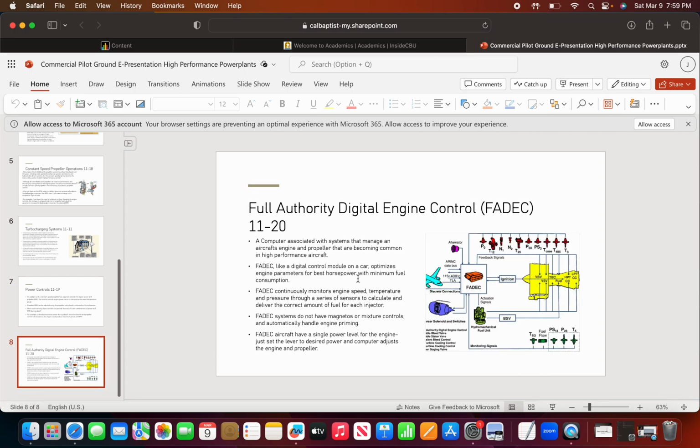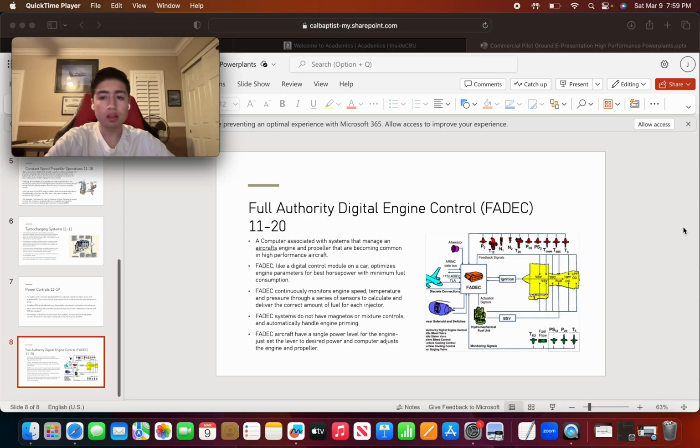Okay, and last slide here. Something that's also becoming increasingly common with high performance aircraft is full authority digital engine control, otherwise known as FADEC. And this is in 11-20 of the Jeppesen textbook. The way this works is a computer is associated with systems that manage an aircraft's engine and propeller that are becoming common in high performance aircraft.